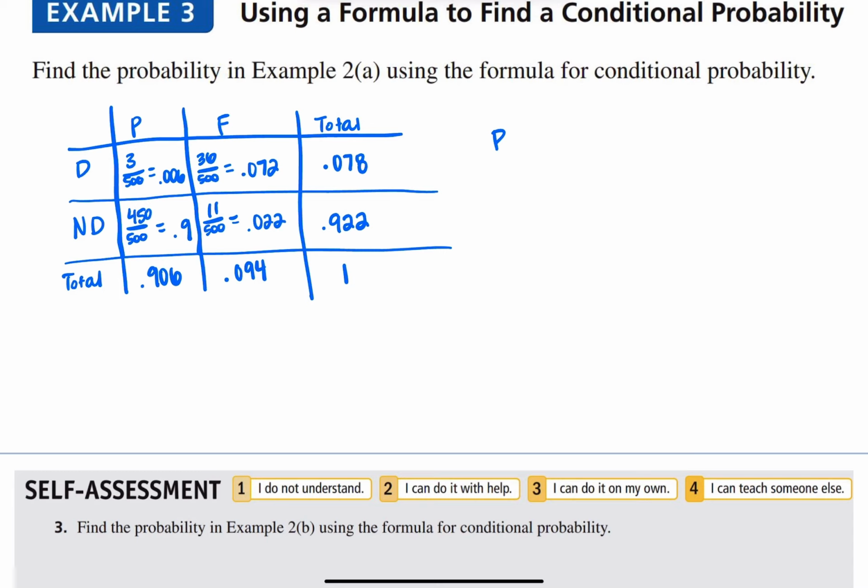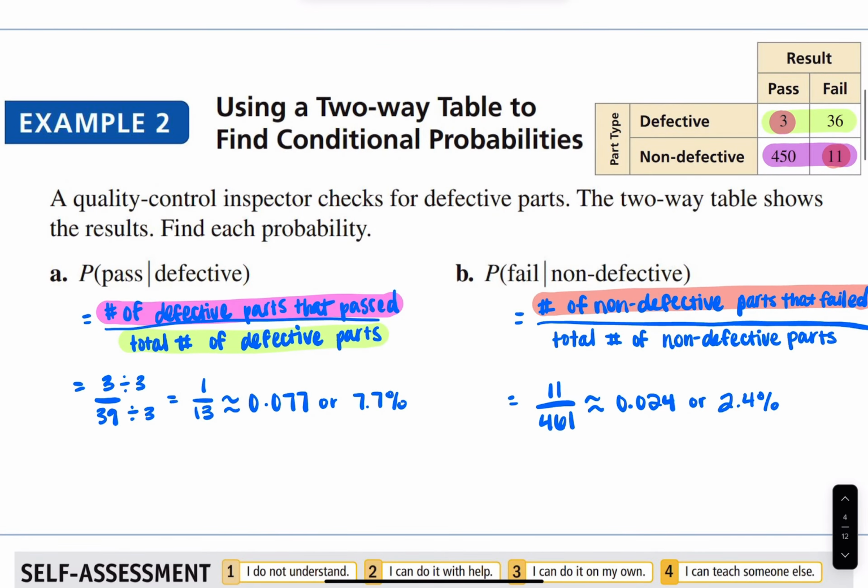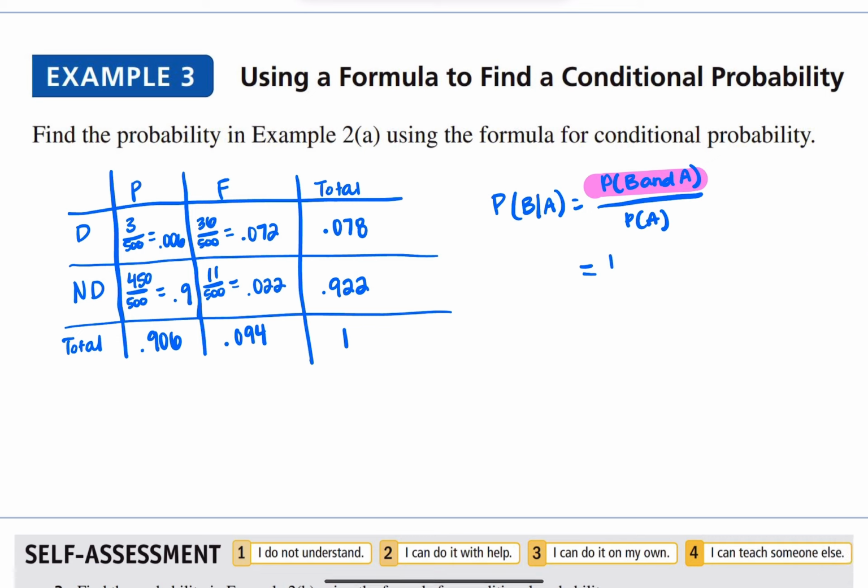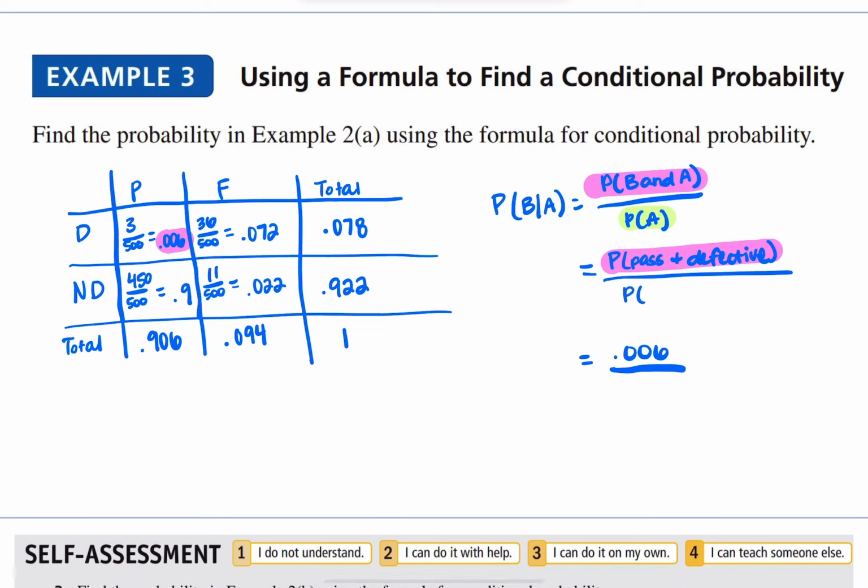All right, so now using the formula, probability of B given A is the probability of B and A over the probability of A. For this one, the probability of B and A for part 2A is pass and defective, so we're looking here at 0.006 over the probability of A, which is the probability that it is defective, which we would look at our total for defective, 0.078.